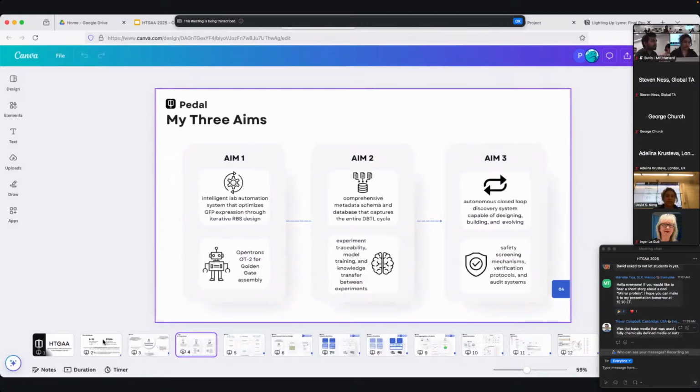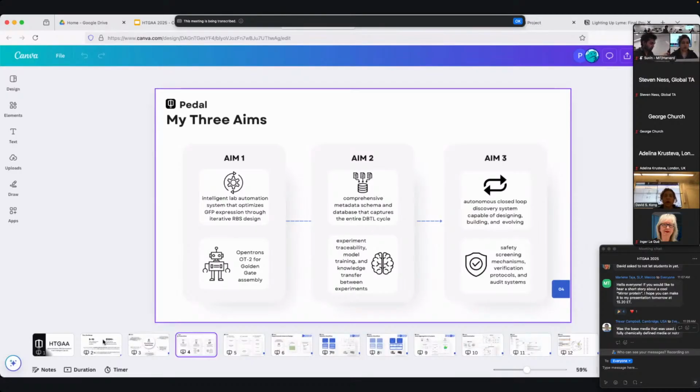And so with that, my 3 aims were these. The most simple one, which I'll talk about in a bit, is creating an intelligent lab automation system that optimizes the GFP expression using iterative ribosome binding site design. And I've integrated the OpenTrons OT-2 using a Golden Gate experimental procedure.